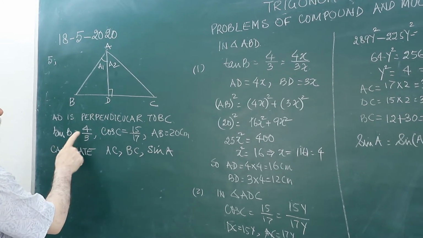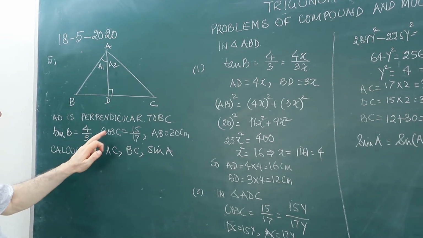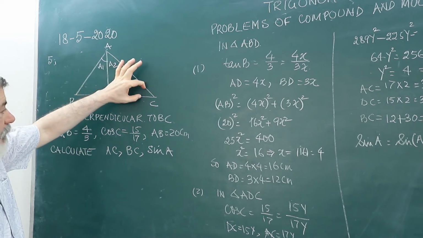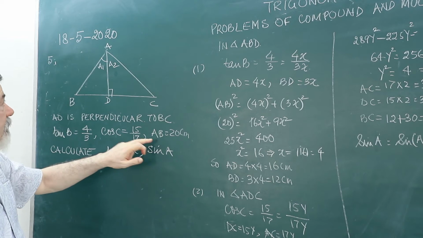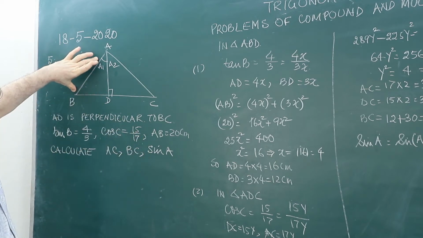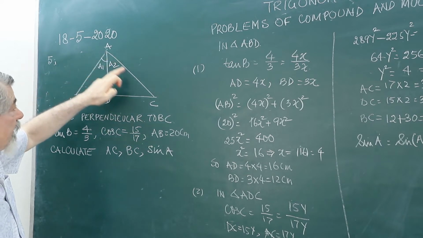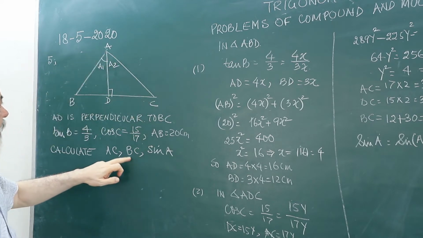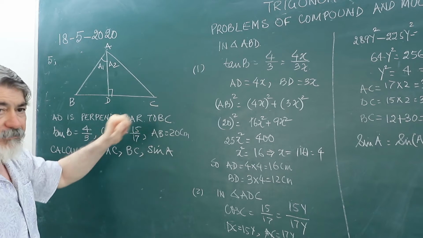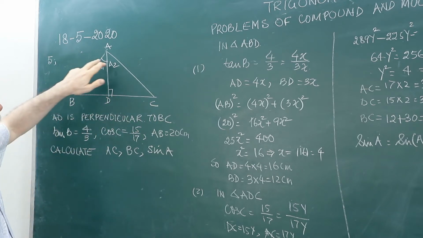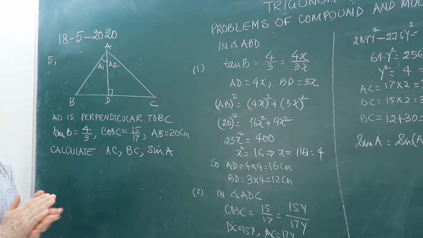So he's saying tan B is 4 upon 3, cos C is 15 upon 17. And he has given AB to be 20 centimeter. He wants you to calculate AC, this hypotenuse in this triangle. He wants to calculate the complete base BC, which will be the combination of BD plus DC, and sine of angle A.